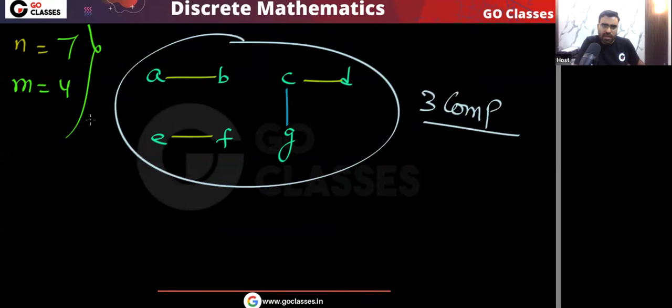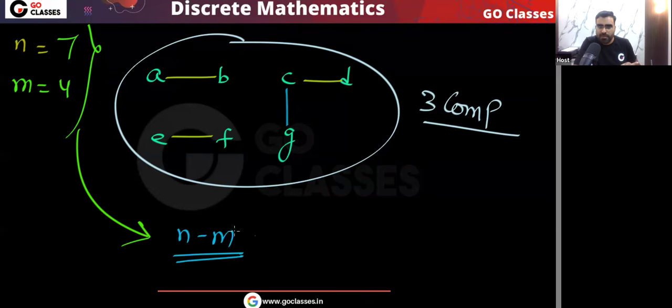So are you getting the idea? Are you getting the idea that if you have n vertices and m edges, then the smallest number of components you will get, I think you are getting the idea, that will be n minus m. This is the smallest number of components you will get.